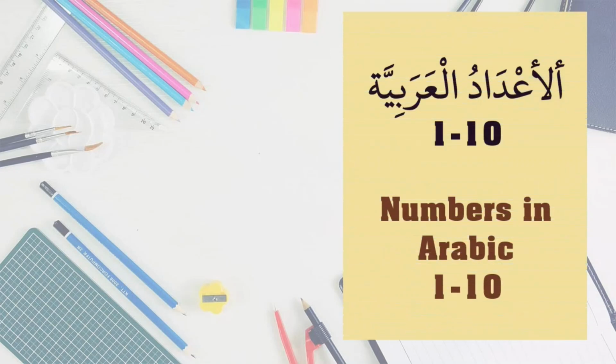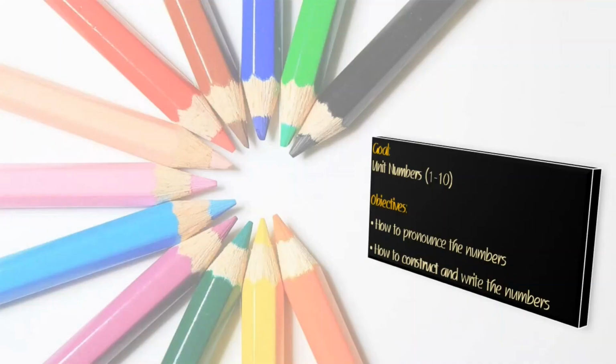Today, inshallah, we are learning numbers in Arabic. So, our goal is to learn the numbers, which are also known as unit numbers, and they are from 1 till 10. Al-A'dadul Arabiya. 1 is wahid.